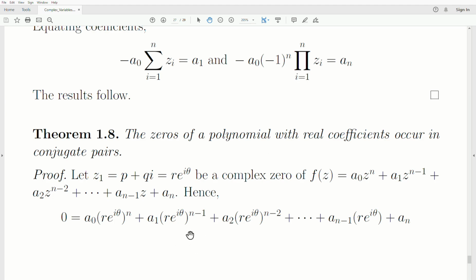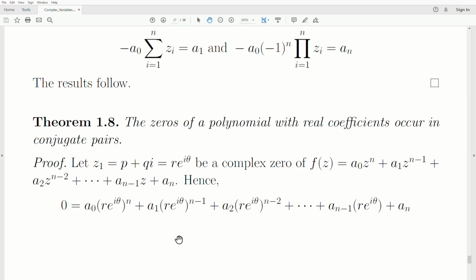If there's a need for me to prove it, just put it in the comments. I'll gladly prove it. It's a straightforward proof, but I'll show you when we get there. So remember, z1 is a zero of this polynomial.